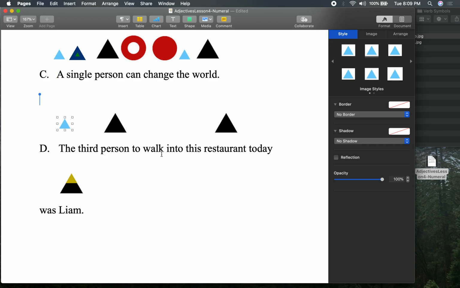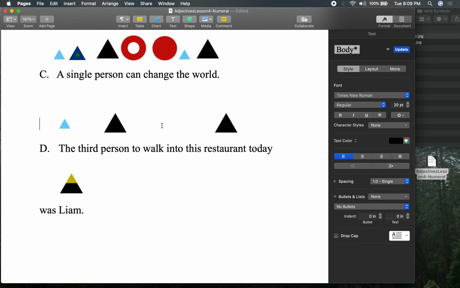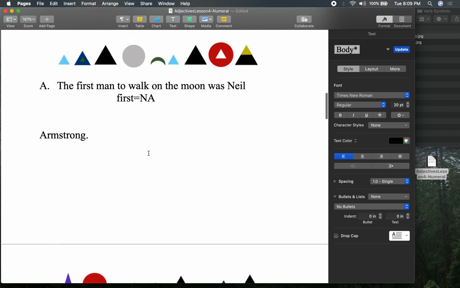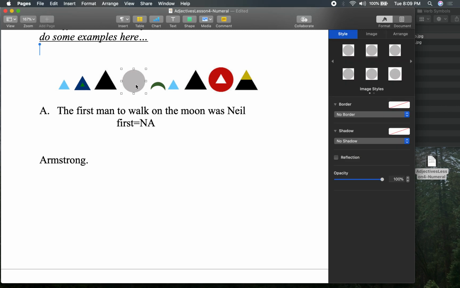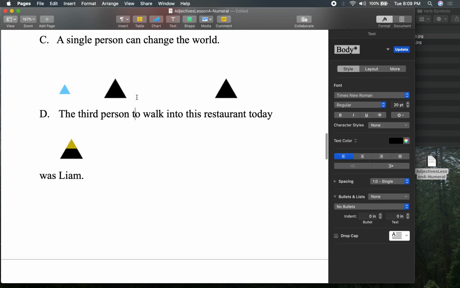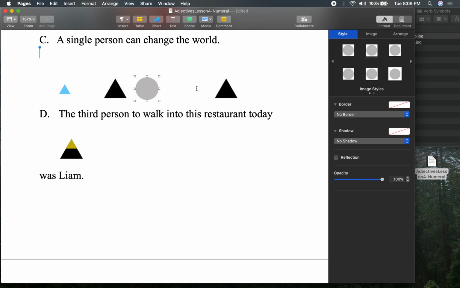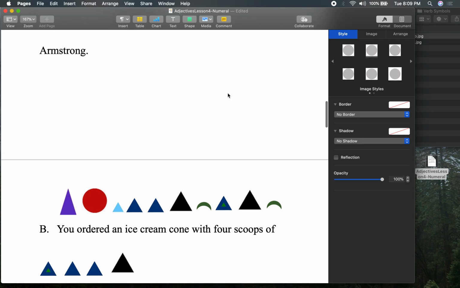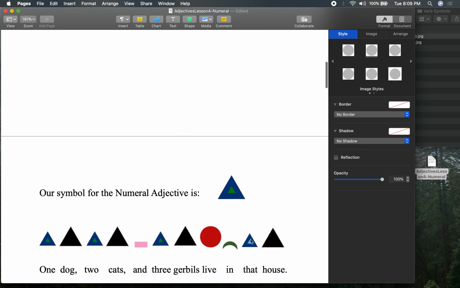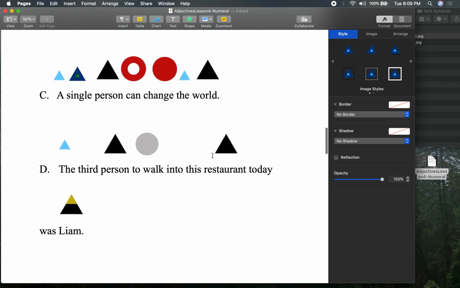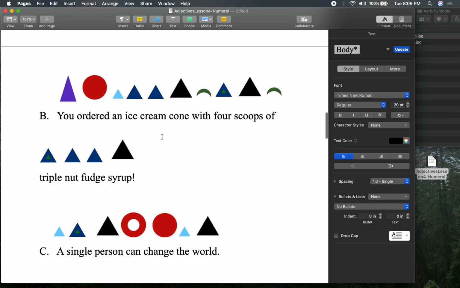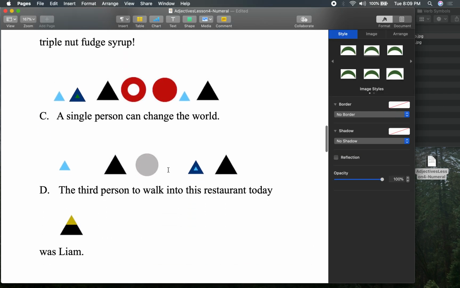The third person to walk into this restaurant today. All right, let's go to the third person to walk into this restaurant. It was. It looks like was is our verb. But we also have to walk here. We already did a to walk. Guess what? That's an infinitive. That is a present infinitive. Okay. This restaurant, this is demonstrative. Into, that is our preposition.